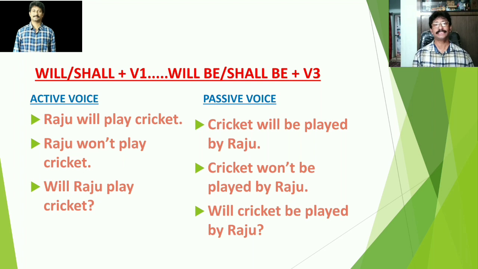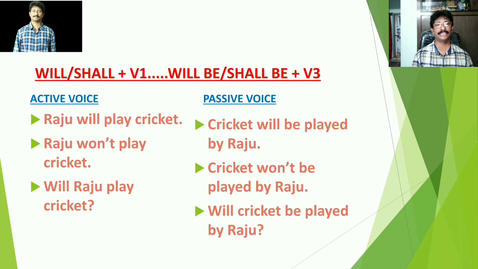Then take a look at the second sentence here. Raju won't play cricket. Won't means will not. Raju will not play cricket. So this is a negative sentence. Why? Due to the presence of not. So this negative sentence will be changed as cricket won't be played by Raju in its passive form. Cricket won't be played by Raju.